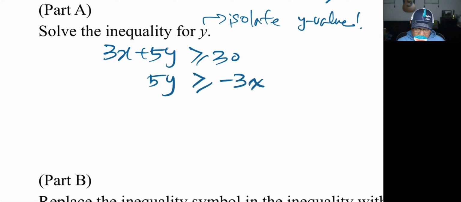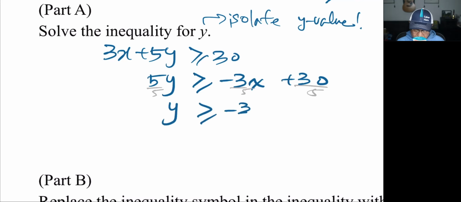Minus 3x plus 30. And now what do we do, guys? Yeah, exactly. We divide by 5, like this, right? You don't have to write that down, guys. You should just think it, okay? At this level. So this y is greater than or equal to negative 3/5 x plus 6, okay?